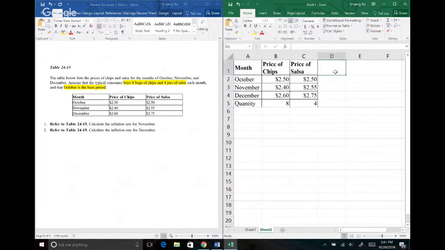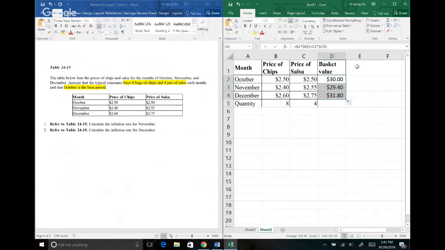So first, let's do the basket value. The basket value is the price of each item times the quantity of each item. So price 250 times 8 plus 250 times 4. I'm going to drag it down, but remember this 4 and 8 doesn't move. So I'm going to put a dollar sign for it. So dollar sign in front of B, dollar sign in front of 5, and then dollar sign in front of C, dollar sign in front of 5. And then now I can drag it down.